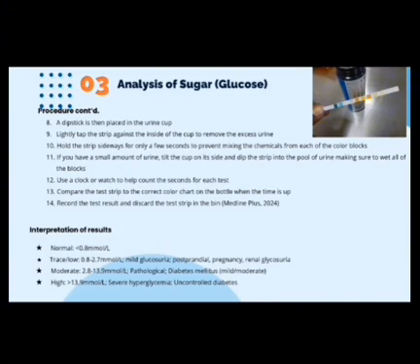Moderate or high levels usually point to diabetes, 2.8 to 13.9 millimoles, diabetes mellitus, mild or moderate. Very high levels can indicate uncontrolled diabetes or severe hyperglycemia, which is more than 13.9 millimoles.